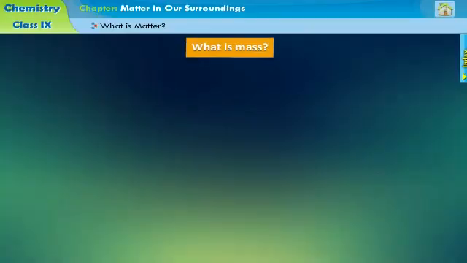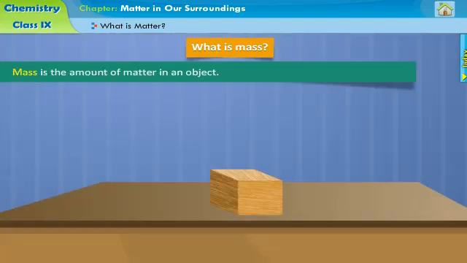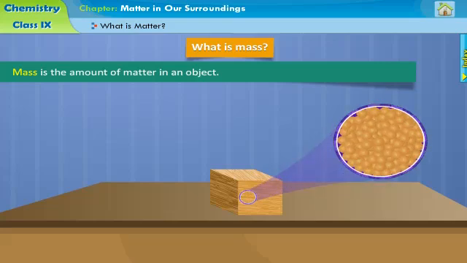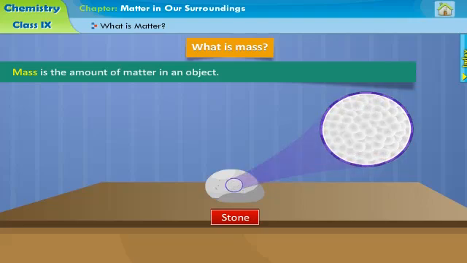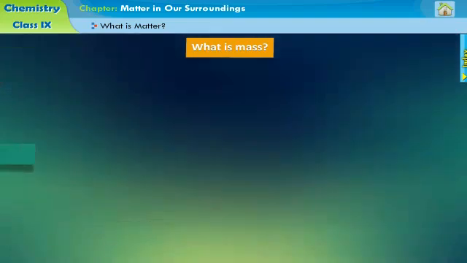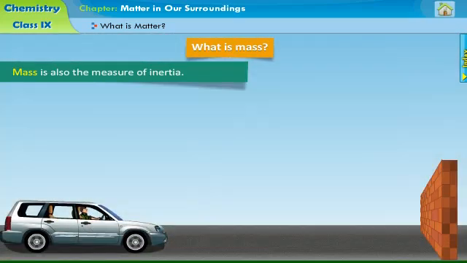Let's understand what is mass. Mass is the amount of matter in an object. Mass is constant. Mass is also the measure of inertia.